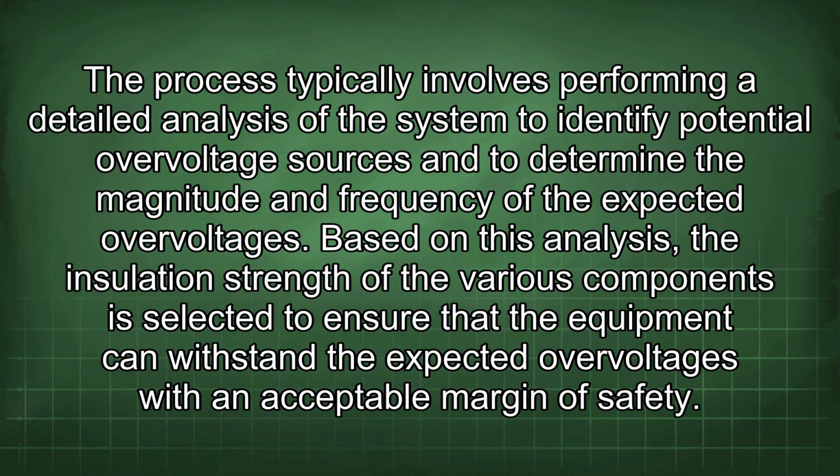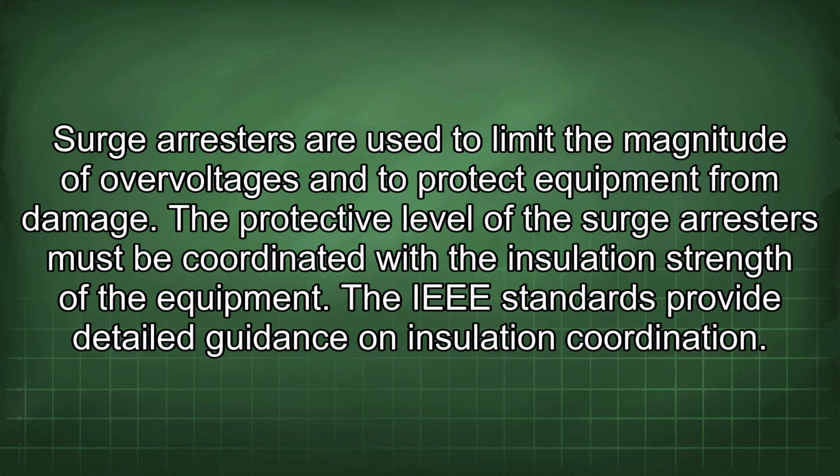The process typically involves performing a detailed analysis of the system to identify potential overvoltage sources and to determine the magnitude and frequency of the expected overvoltages. Based on this analysis, the insulation strength of the various components is selected to ensure that the equipment can withstand the expected overvoltages with an acceptable margin of safety. Surge arresters are used to limit the magnitude of overvoltages and to protect equipment from damage. The protective level of the surge arresters must be coordinated with the insulation strength of the equipment.